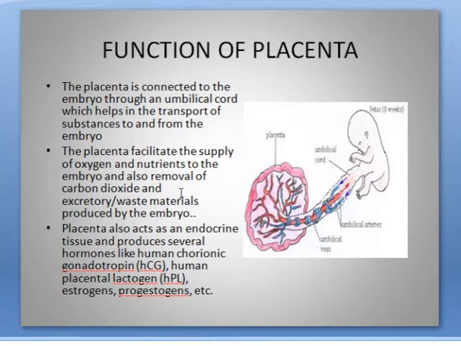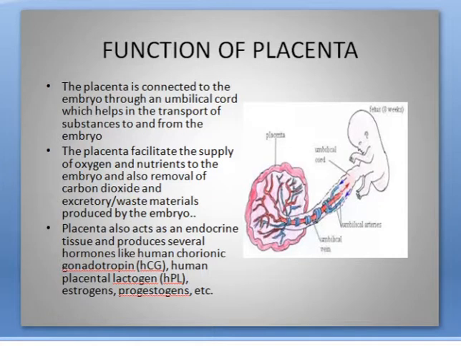Apart from this function, the placenta also acts as an endocrine tissue. So it releases hormones like human chorionic gonadotropin, human placental lactogen, estrogen, and progesterone. So these are the main functions of the placenta: supply of food, oxygen, removal of waste, and production of hormones which are required for the development of the fetus.